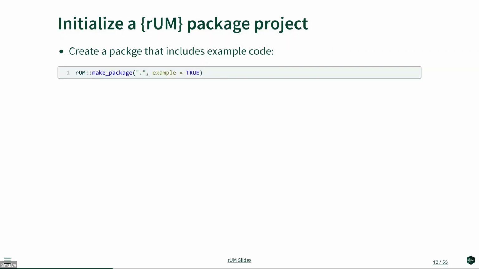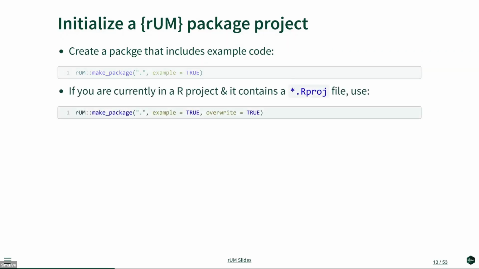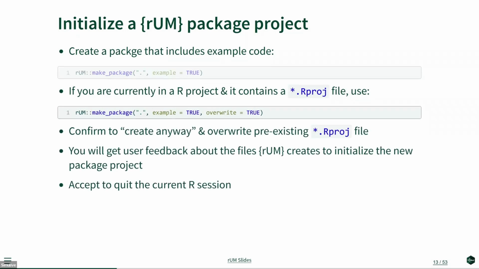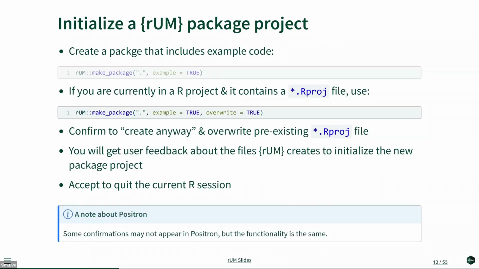So we use the quotation marks dot. But if you are in a project already that has a .rproj file, use the overwrite true option, accept your way through the prompts, and accept to quit and restart the session. RUM will provide feedback with what we give you along the way. If you use Positron, you may not get some of these questions, but just know that the functionality works all the same and you can trust to move forward.